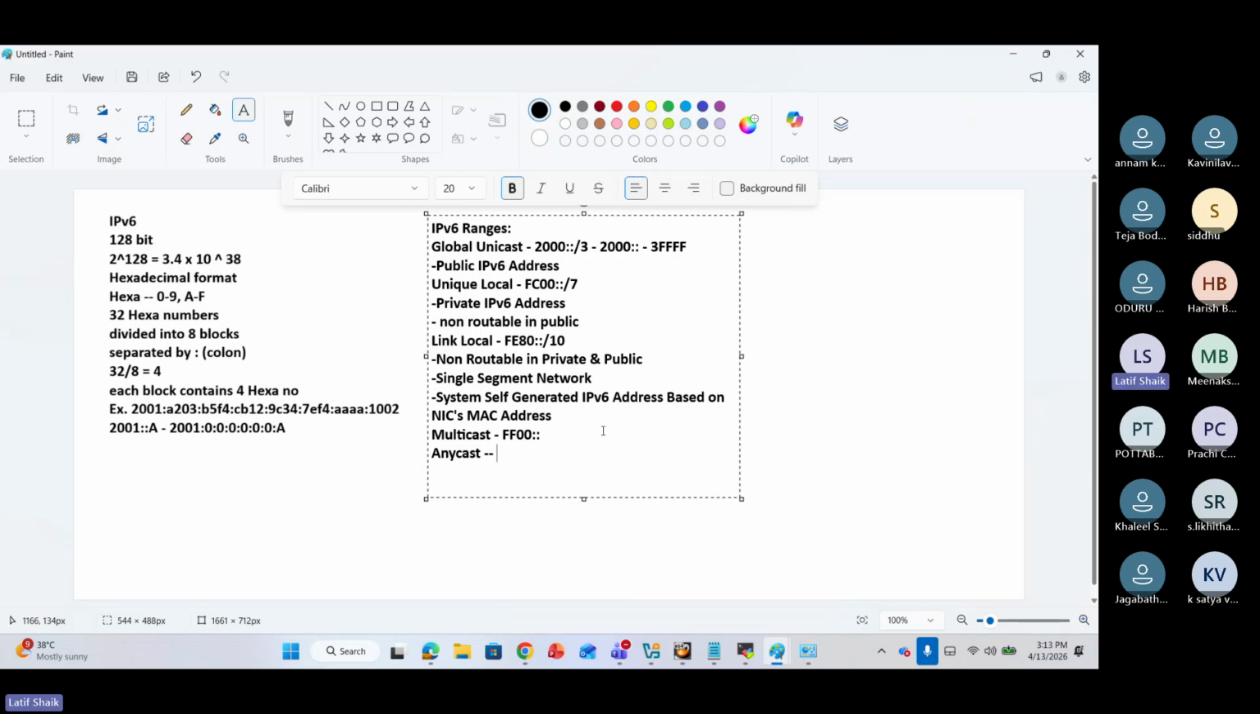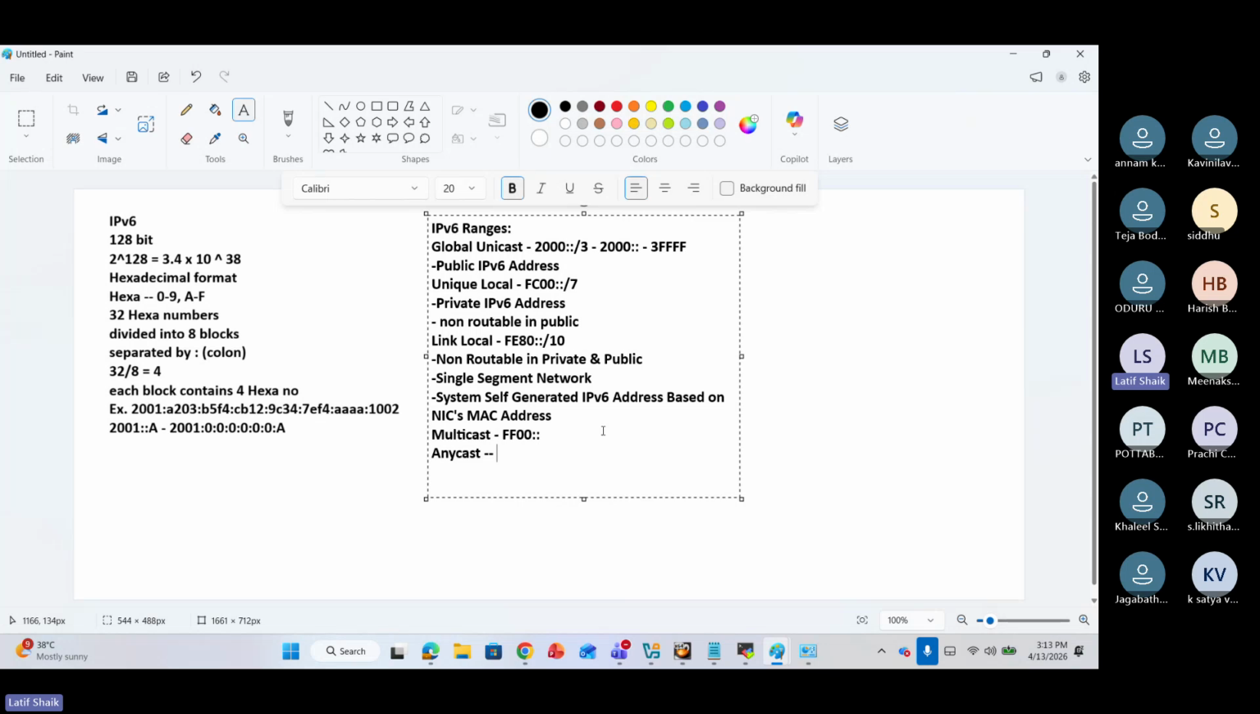With a DHCP discovery packet, the device sends a DHCP discovery packet to everyone. In my network, if I have a DHCP server, that DHCP server replies to my system. So the address is 255.255.255.255, which broadcasts to everyone. And in IPv6 it is Anycast. Anycast is the same as a broadcast only. It sends the packet to everyone.